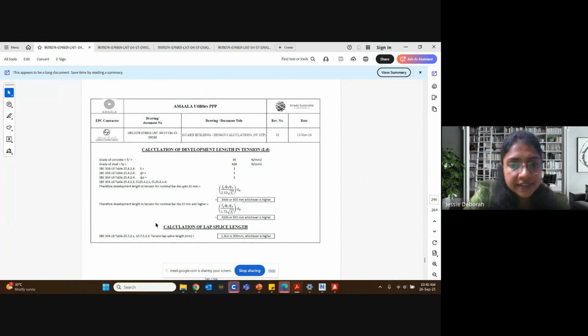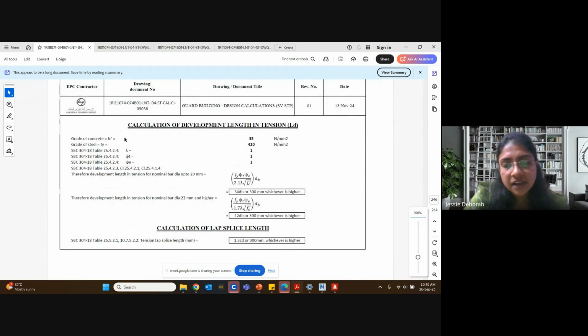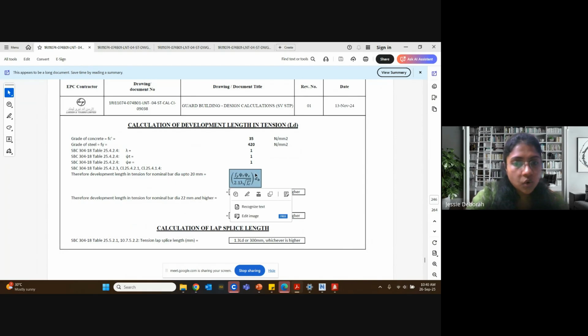Okay, so development length. Whatever we saw now was based on IS code, but what we are actually doing here is taking development length calculation based on SBC. If you see here, we are calculating 34 d or 300 mm, whichever is higher, because the nominal dia of bar is up to 20 mm. If bar dia goes above 22 mm, this one factor is going to change. So this is as per the code, you have this formula.